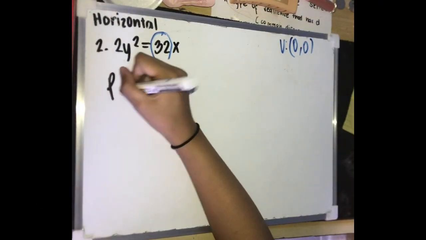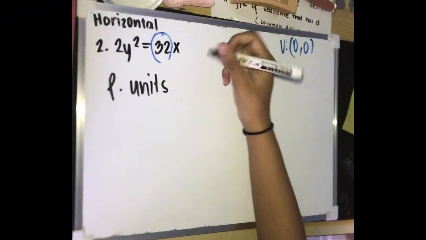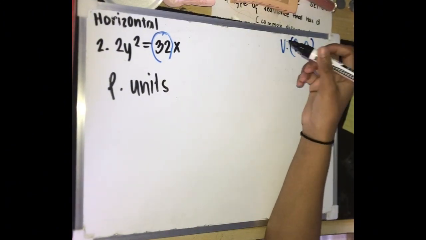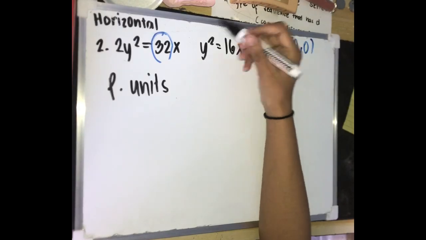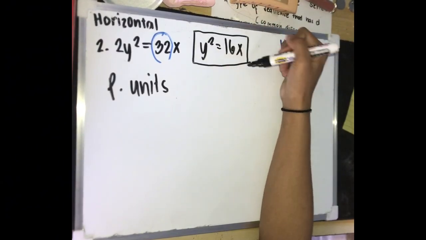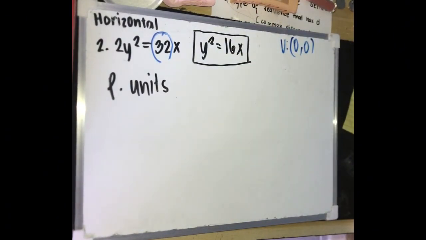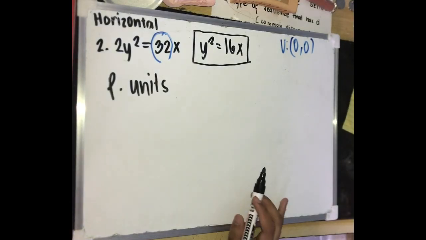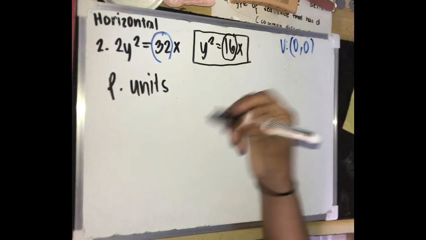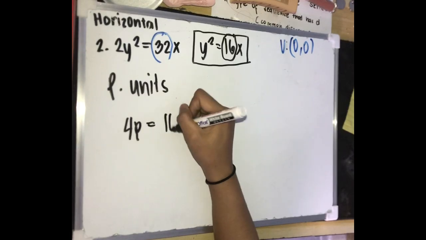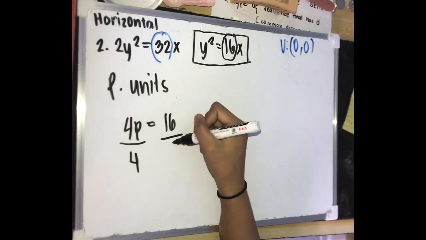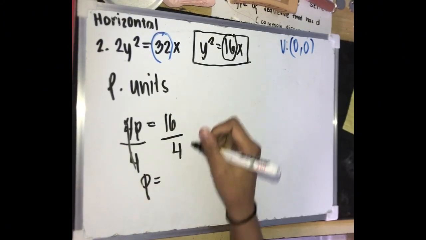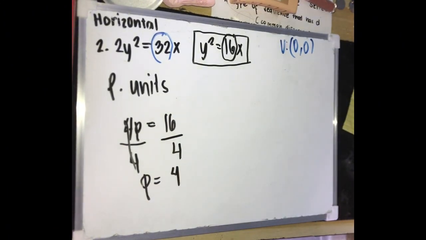So, to find the p units of this equation, we have to simplify this first sa ginawa natin kanina na general form. So, it is y squared equals 16x. So, ito po yung gagamitin natin throughout the solving. So, to find the p units, since our 4p here is 16, so 4p equals 16. To cancel out the 4, we're going to divide it by 4. So, p equals 16 over 4 is 4. So, this would be our p units.